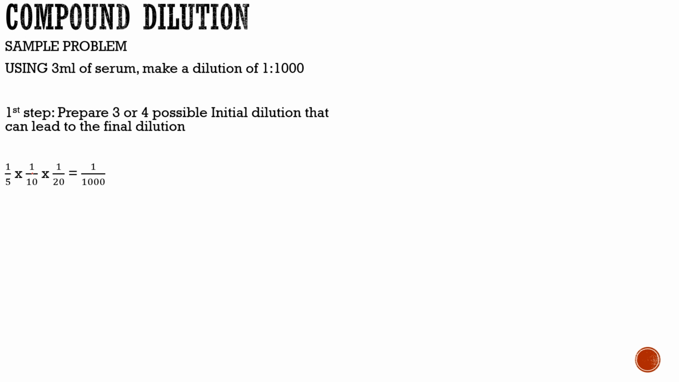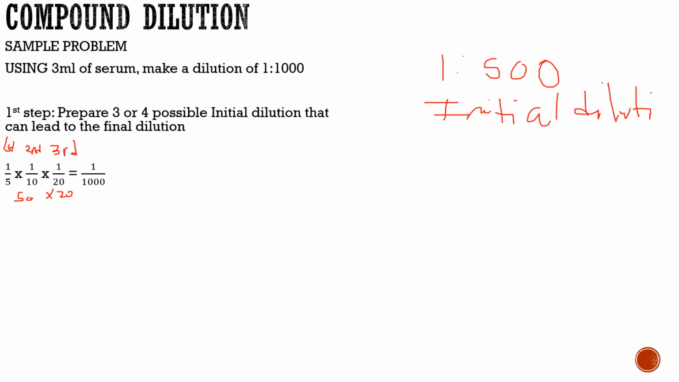So ito yung possible na naisip ko. 1:5 times 1:10 times 1:20. So paano to? 5 times 10, 50. Times 20, you get 1,000. So ito yung first dilution mo, second dilution mo, and third dilution nyo. So sige, let's try kung na-gets nyo ha. What if naman ang dilution na gusto ko is 1:500? Tell me what are the possible initial dilutions.